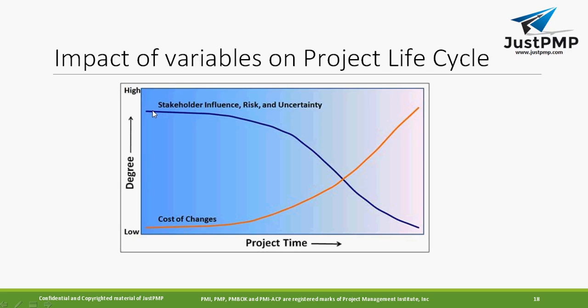But if you see, the stakeholder influence at the start of the project is very high, risk is very high, and uncertainty is high, since you don't know what the project will look like or what the output is. But as the project progresses, the risk keeps decreasing, stakeholder influence keeps decreasing, and uncertainty keeps decreasing. As the project is delivered, uncertainty becomes almost zero. When the project is in the completion phase, introducing any change costs very high, but uncertainty becomes almost zero.